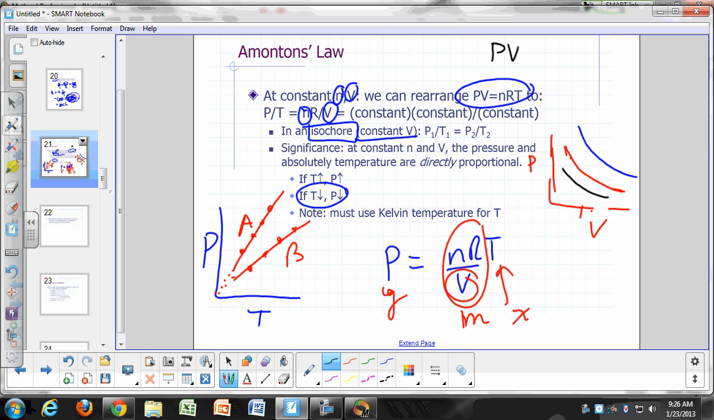What's PV? PV equals nRT, right? So for the same pressure and volume, at a higher temperature, what do you expect? Is it going to be the blue curve or the black curve? Higher temperatures, you're going to need higher values of PV, right? So this is going to be higher temperature. This will be a lower temperature.